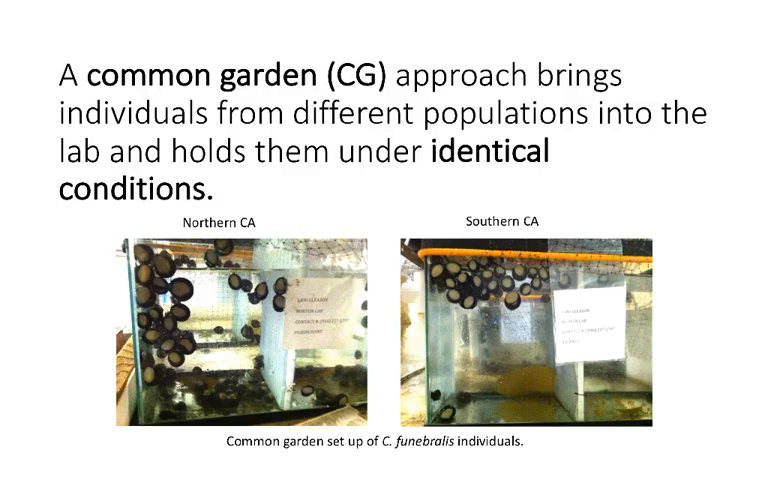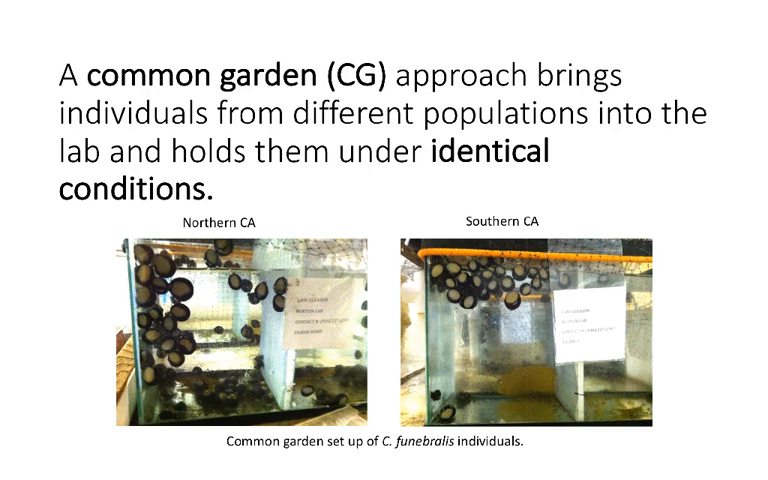A common garden approach takes individuals from different populations in the wild and brings them into the lab and holds them under identical conditions. And by identical conditions, we mean identical temperatures, identical salinities, identical light cycles, light source, food, anything you can think of, densities, same number of individuals in those tanks. You want to keep everything exactly the same.